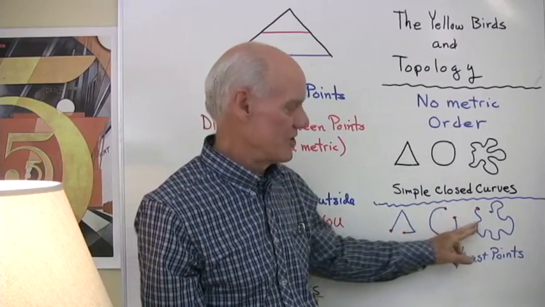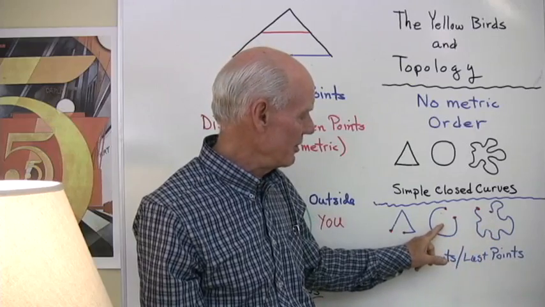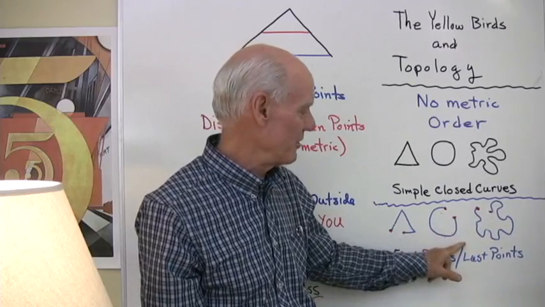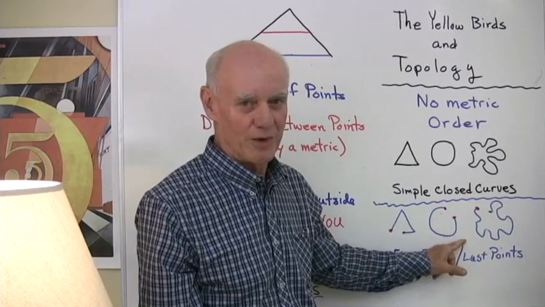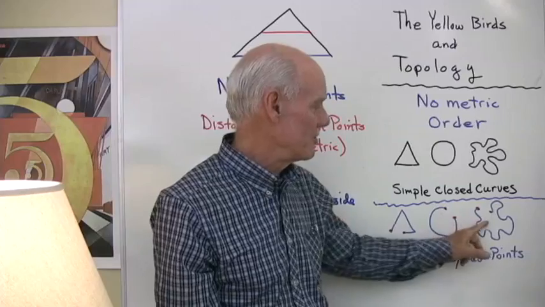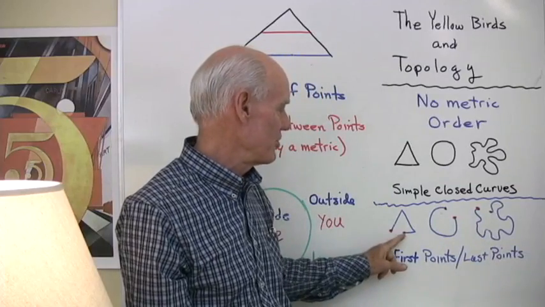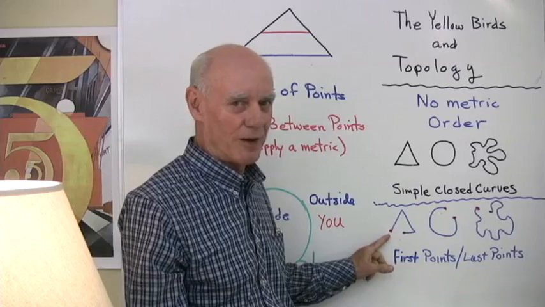Each of these curves is not a simple closed curve because I can go from what looks like the inside to the outside by just going through that hole right there. But these three curves do have something else in common. They have a first point and a last point, which you can arbitrarily assign.